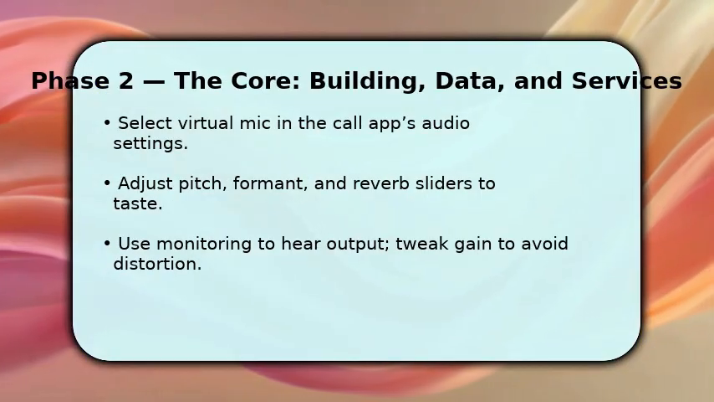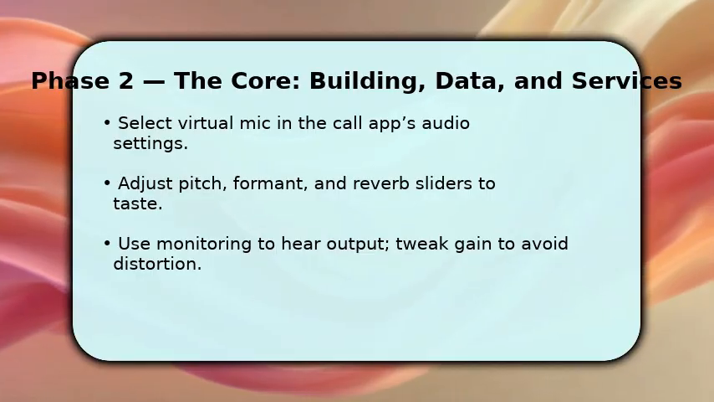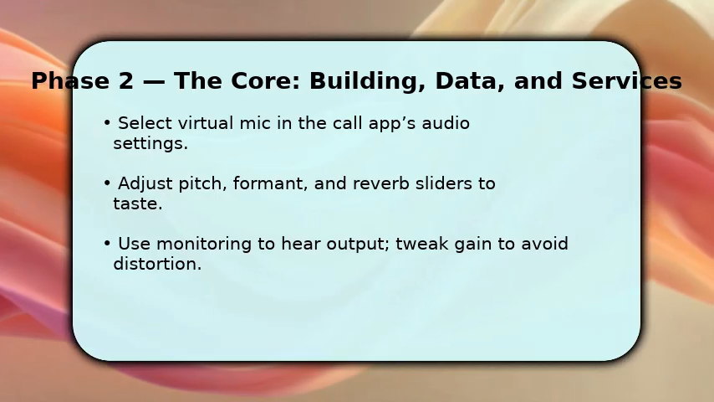Now join the call but keep settings accessible so you can tweak on the fly. In the call app, choose the virtual audio cable as your microphone. If you don't, people will hear your raw voice.